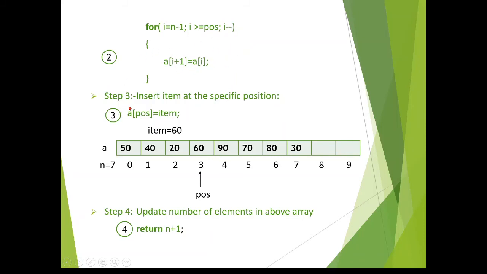In step 3, we are going to insert an element at the specific position. That is, at position 3, we are inserting the element 60. After inserting, the number of elements will be incremented by 1. So in step 4, we are going to update the number of elements. While returning the n value, we need to increment the value of n by 1.